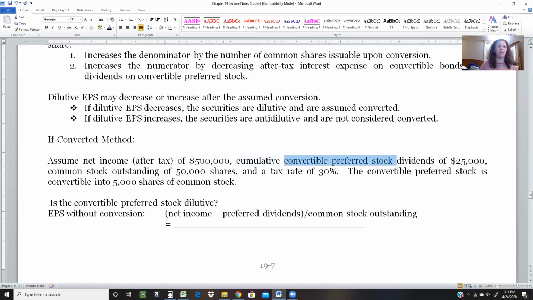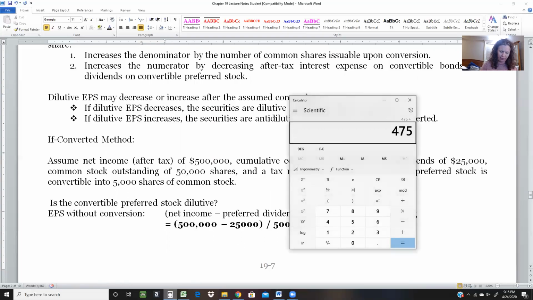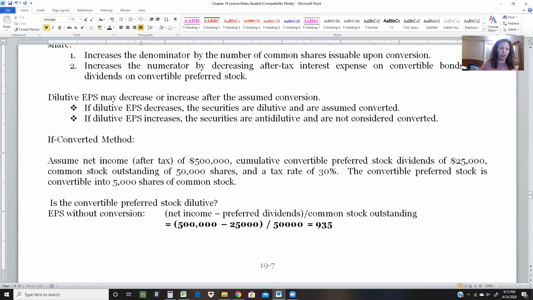Cumulative convertible preferred stock dividends of 25. So what I'm going to do is take 500,000. I'm going to put a bracket around it just to make sure that when I put it in my calculator, I do it right. Divided by 50,000 common shares outstanding. So I'm going to take 475 divided by 50. And I got earnings per share of $9.50.